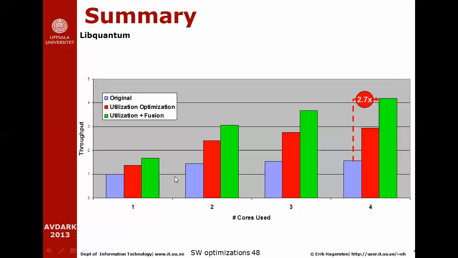But the more threads we run at the same time, the larger the difference will be between the unoptimized code and the fully optimized code. So for 4 threads, we see an improvement of 2.7 times, 2.7x. So that's decent for 2.5 hours of optimization of a code that you've never seen before. That is actually a very, very good return.